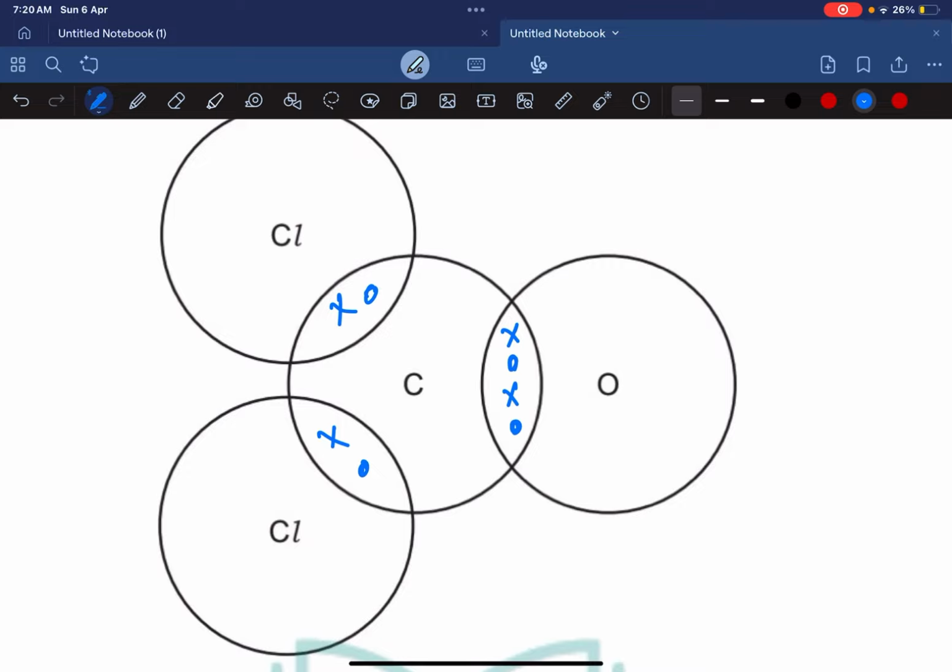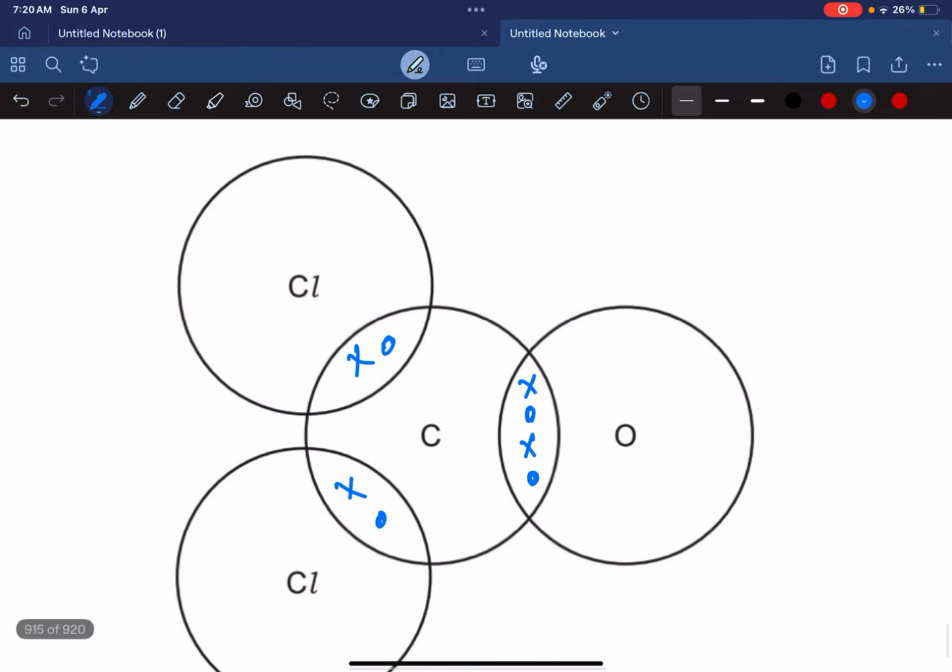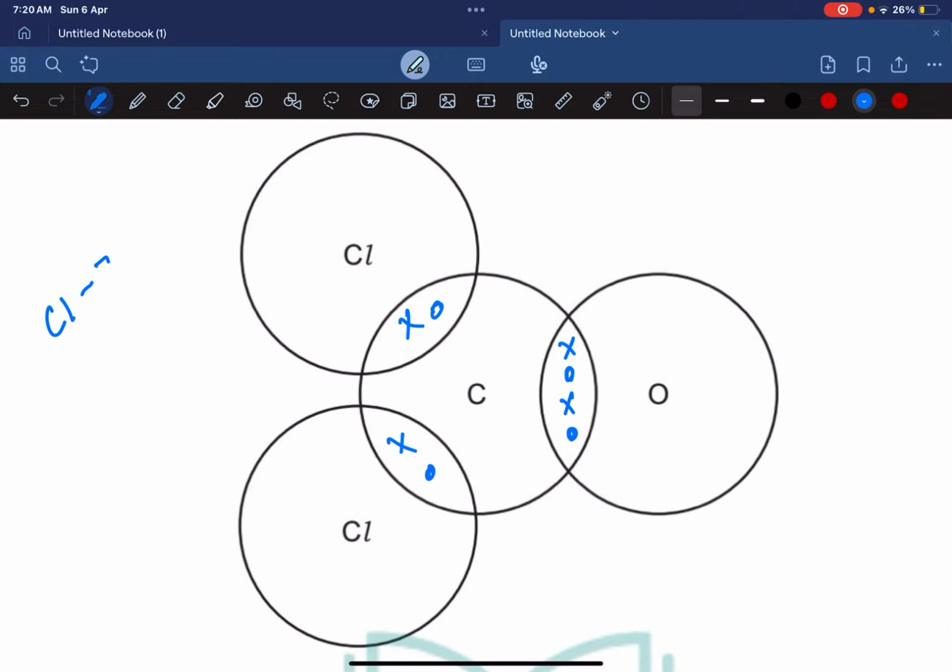Now one thing important over here is that we have to draw all outer shell electrons. Chlorine is in group 7. Group 7 means that one electron of chlorine is used in bonding. There are going to be 6 left, so we have to draw those 6 as well. 1 2 3 4 5 6. One used in bonding over here. 1 2 3 4 5 6.